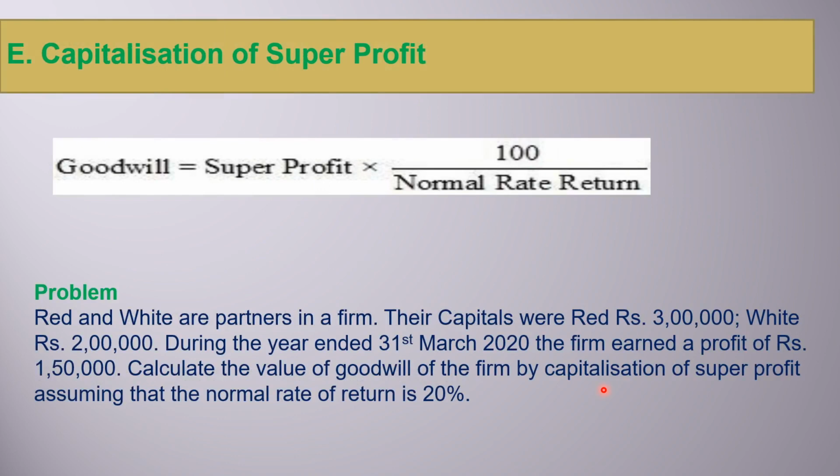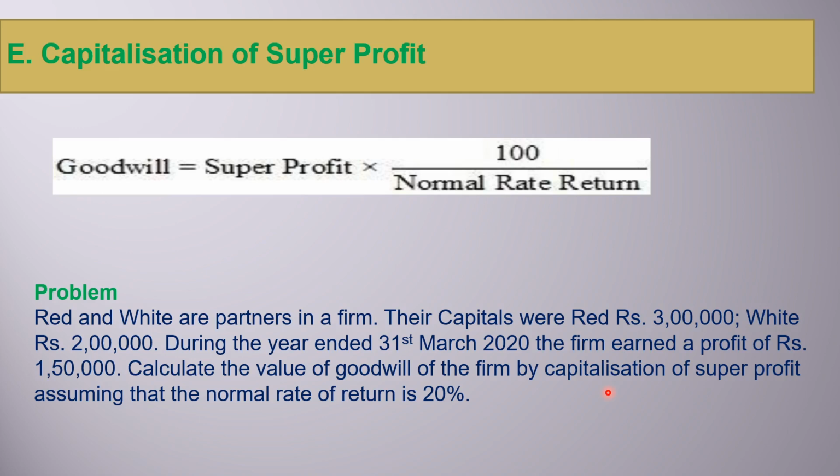Last method, capitalization of super profit method. Under this method, the calculation of goodwill is quite easy. Just remember how to calculate the super profit, and we know from method 3 how to calculate the super profit. Super profit equals actual average profit minus normal expected profit.